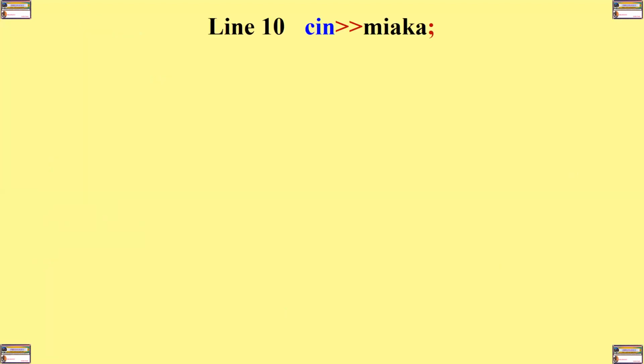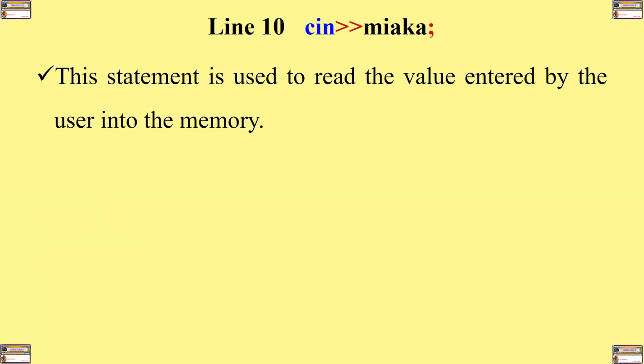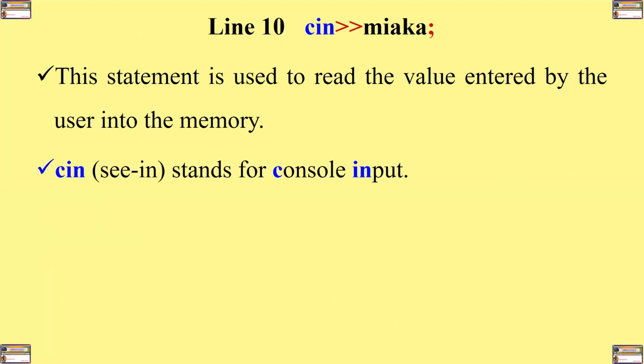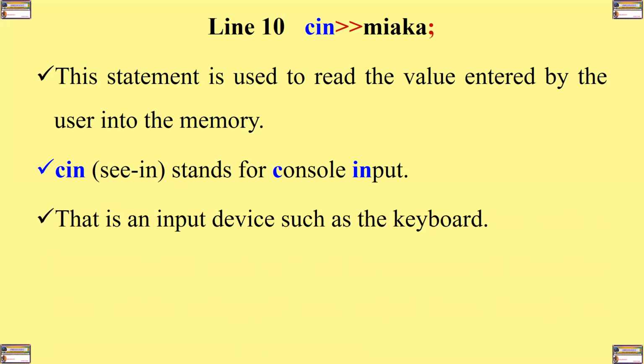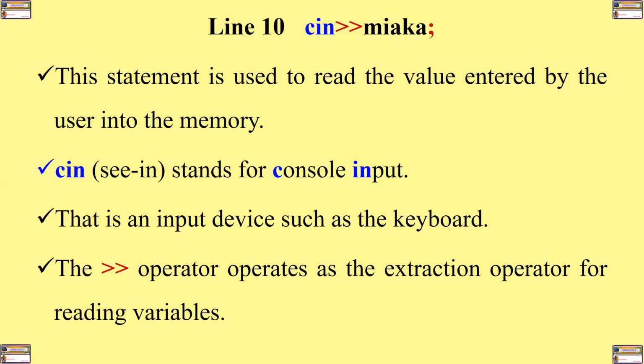Line 10 reads cin extraction operator miaka semicolon. This statement is used to read the value entered by the user into the memory. Cin, pronounced as "see in", stands for console input. Console input, cin. That is an input device such as the keyboard. So the extraction operator operates as the extraction operator for reading variables.